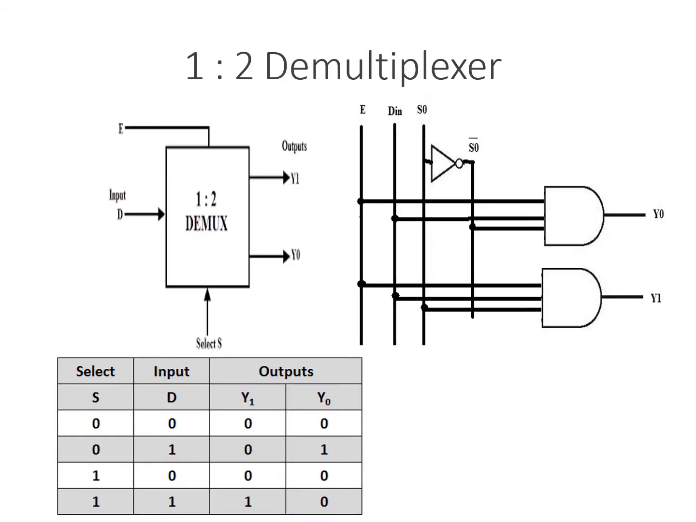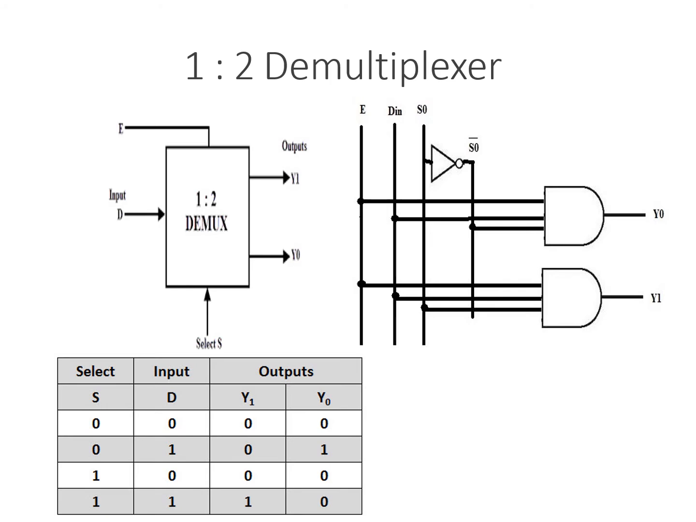Our first example is the 1 to 2 demultiplexer. 1 is the data input and 2 is the number of output lines. See, this is the block diagram for the 1 to 2 demultiplexer. Here is the data input and we are giving one select line which gives us two outputs. This is the logic diagram. You can look at the truth table, where the select line and input D give outputs Y0 and Y1.